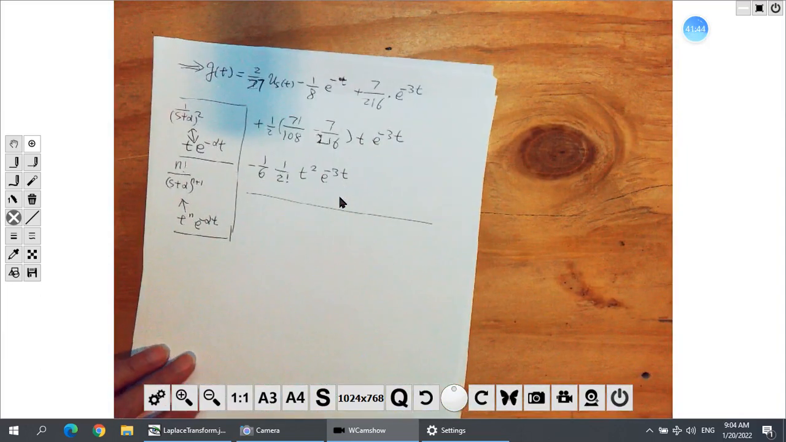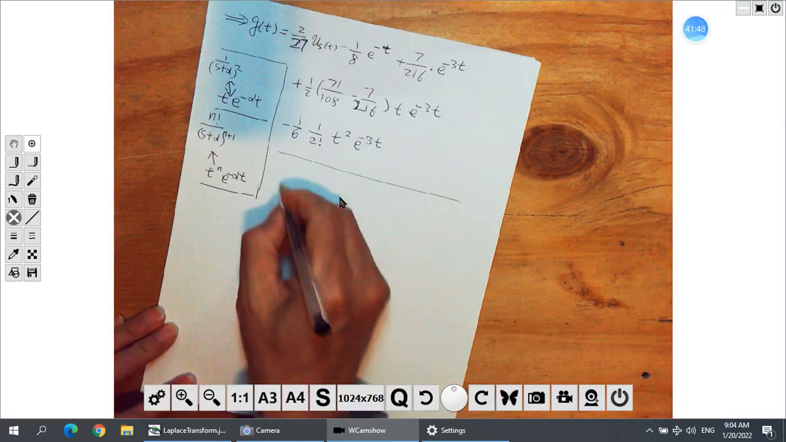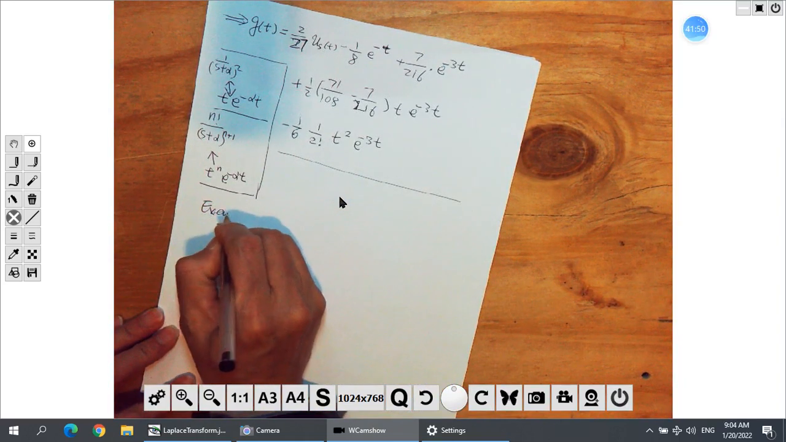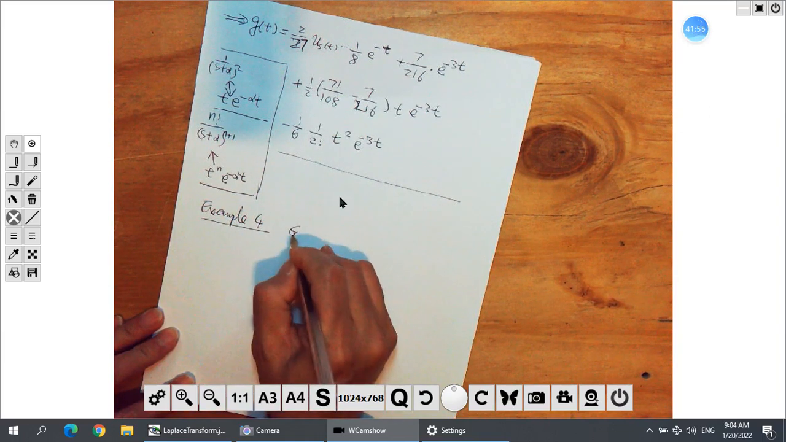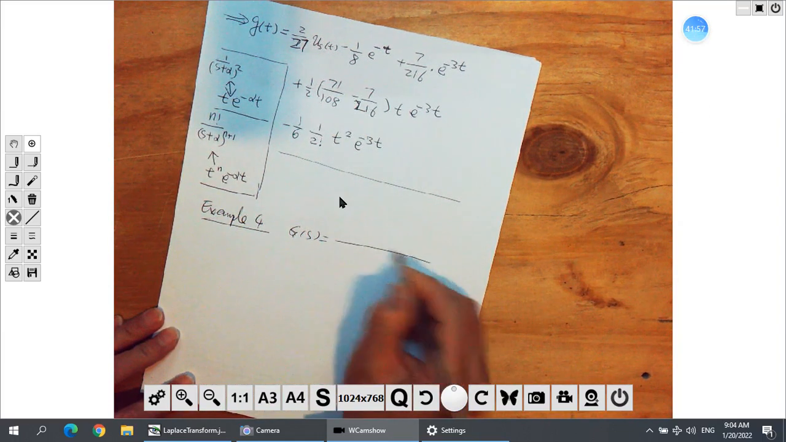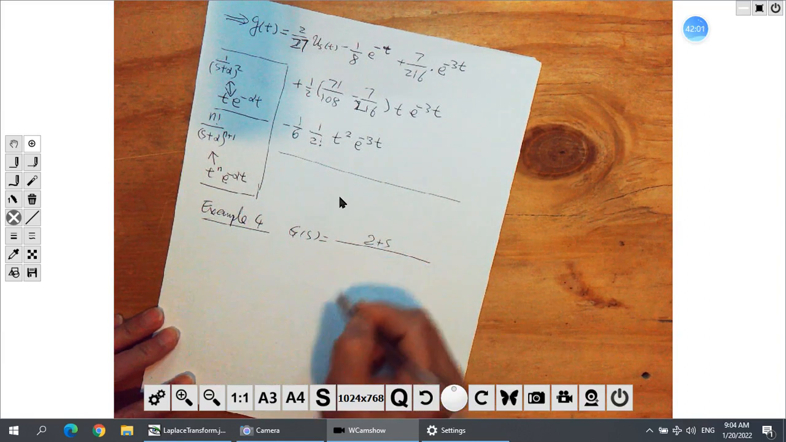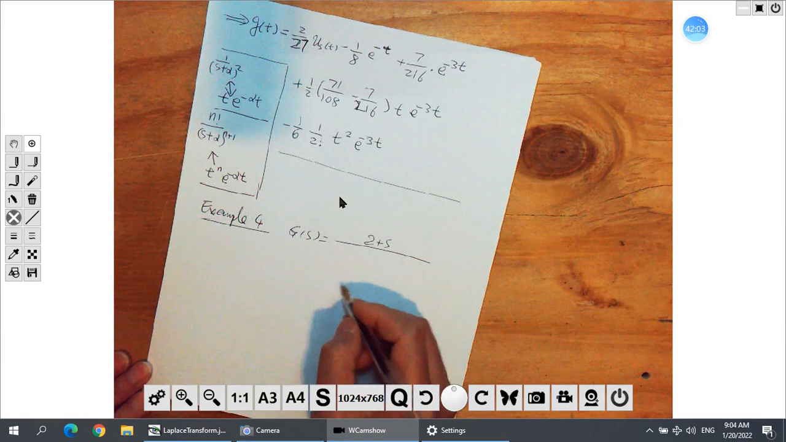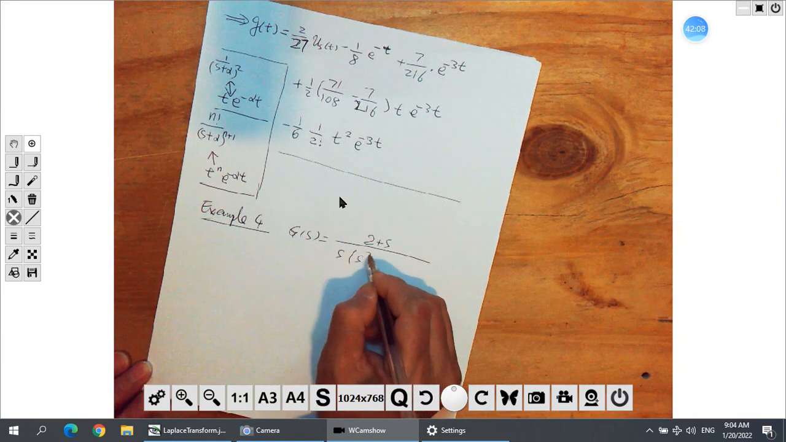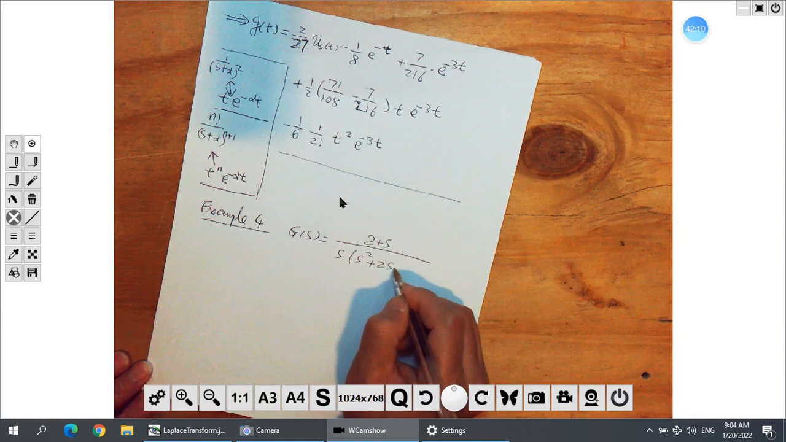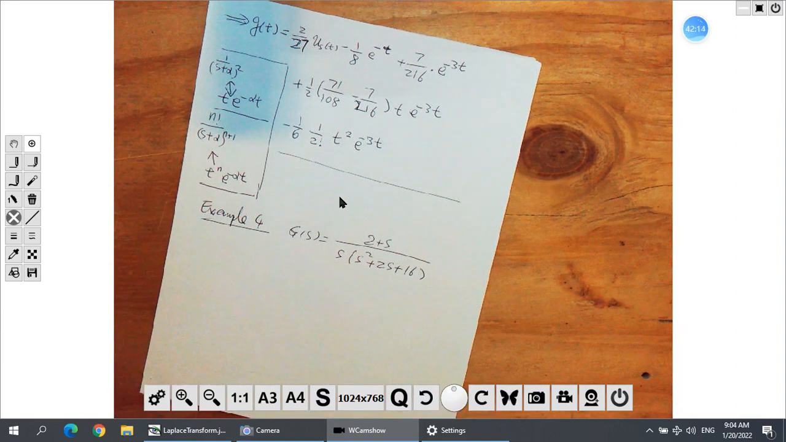We have time, right? 41. Okay, now we check another example, example 4. G of S equals, okay, here's a 2 plus S. I still use 2 plus S. And here's S times S squared plus 2S plus 16. I use this one. Then how to solve it?